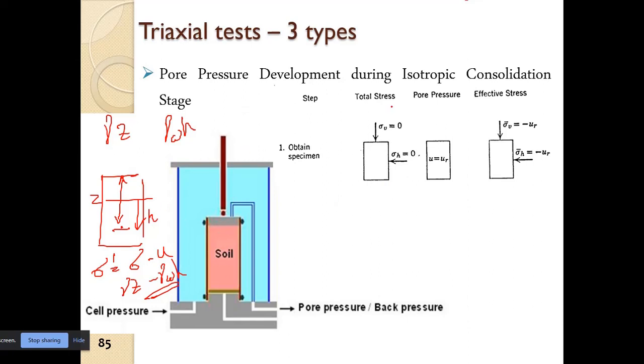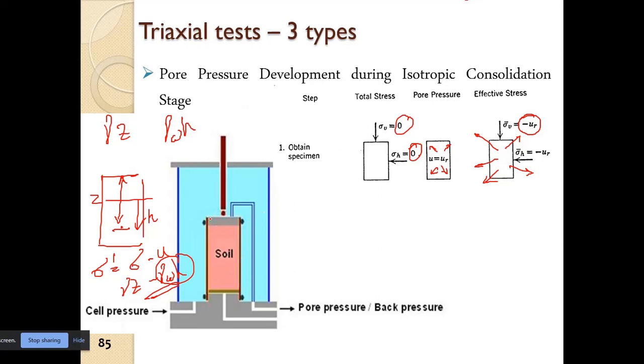Now when we took it out, the total stresses are now zero, but this pore water pressure is still there, so it is pushing the sample out. So we have an effective stress which is the negative of the pore water pressure. It is basically a negative effective stress. So it is trying to push the sample out. There will be a very small volume increase in the soil, but for practical consideration, we will assume that there is no volume change.